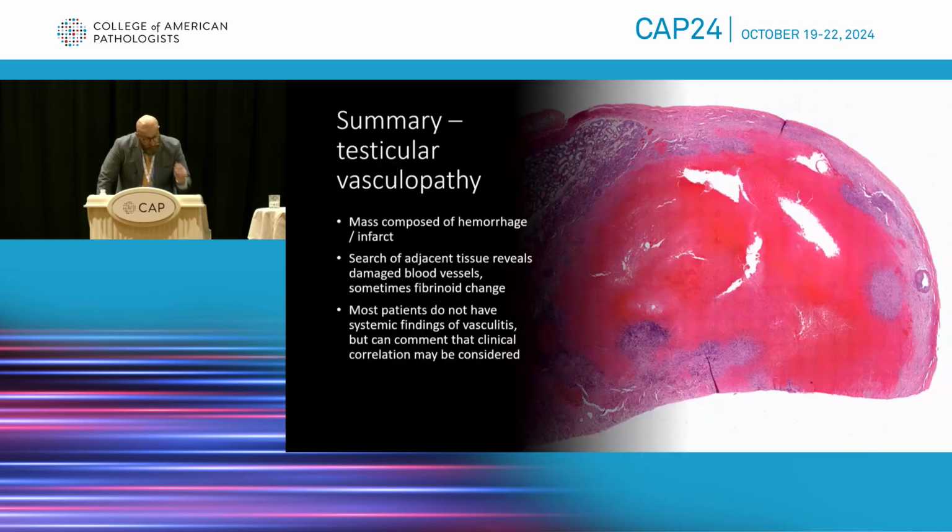So in summary, for this concept of testicular vasculopathy and hemorrhage, sometimes you get a mass composed of hemorrhage and infarct in the testis, which clinically presents as suspicious for a tumor.